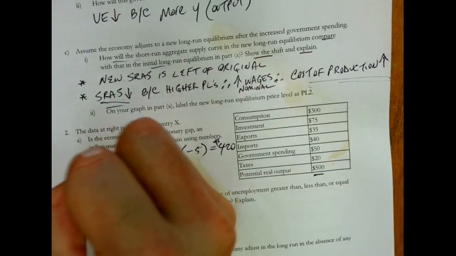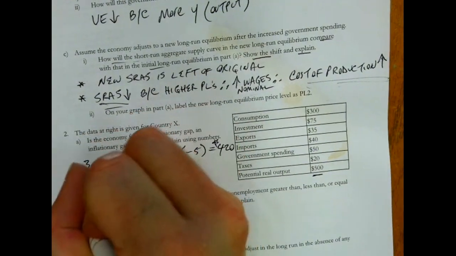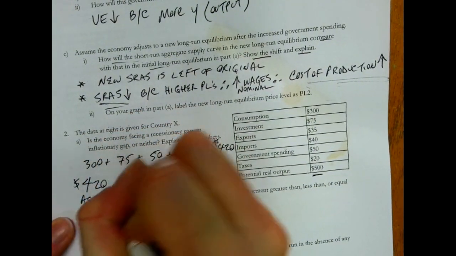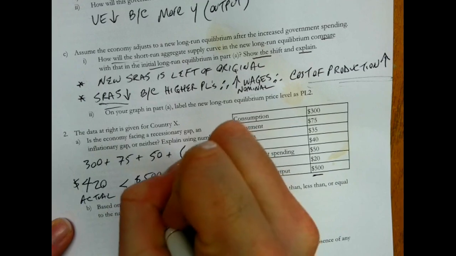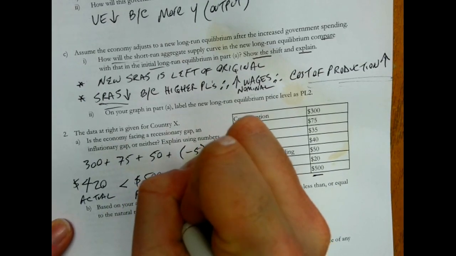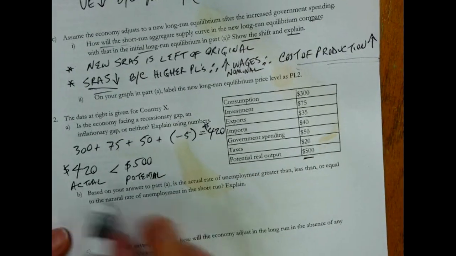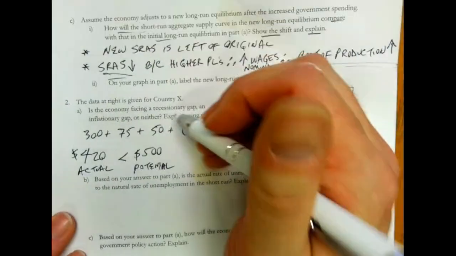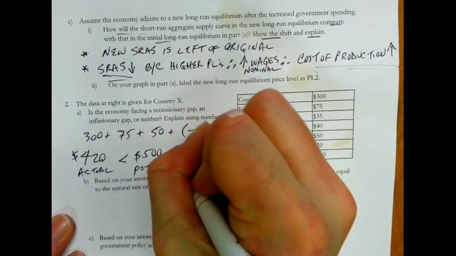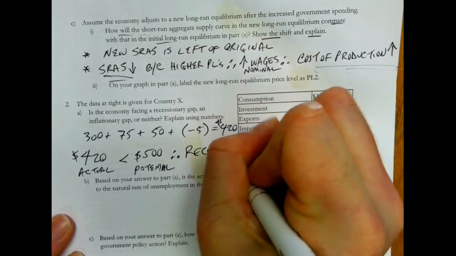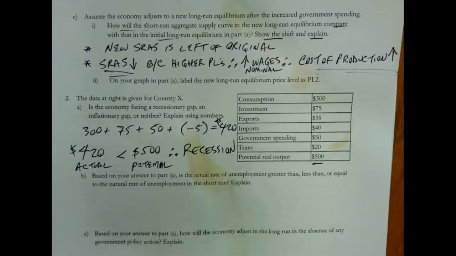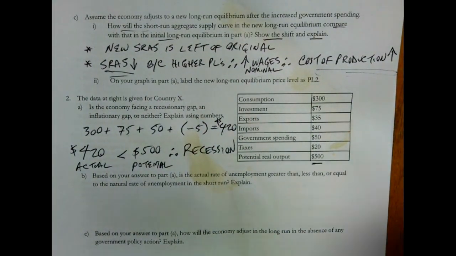And $420 actual is less than 500 potential. And so that's the answer that we need, or we need to figure that out to answer this question. Because we are below potential, we would say therefore we are in a recession. Right? So hopefully not too bad to do that kind of a problem. If we're below full employment, we're in a recession.